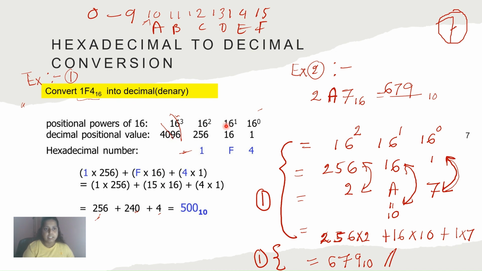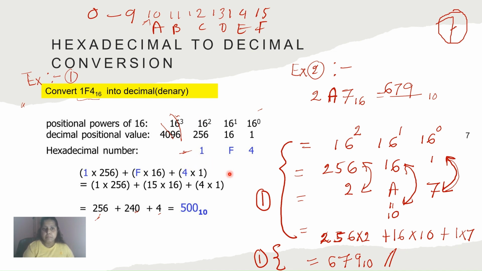When we consider that number, what we can do is write powers of 16. 16 to the power 0 equals 1, 16 to the power 1 equals 16, 16 to the power 2 equals 256, 16 to the power 3 equals 4096. Then you can write the hexadecimal number 1F4 underneath the place values.